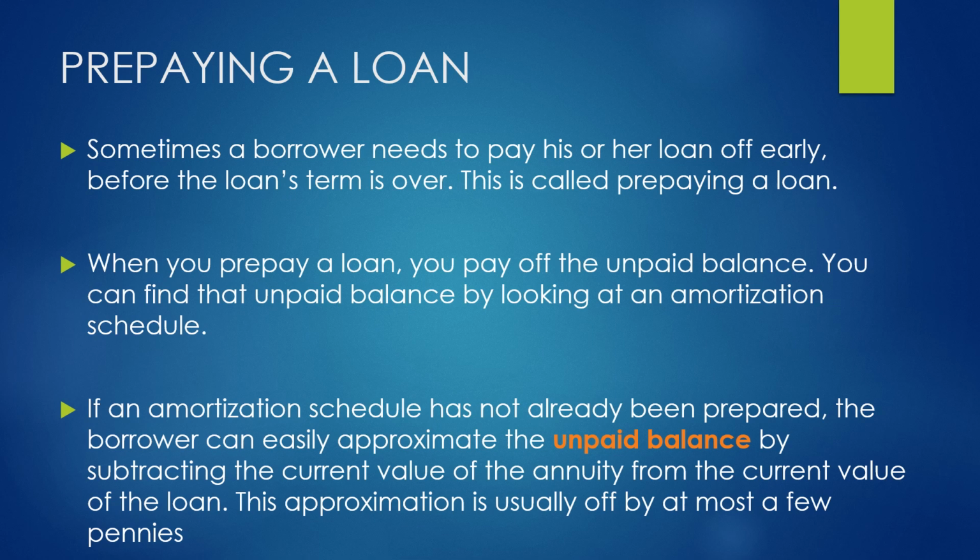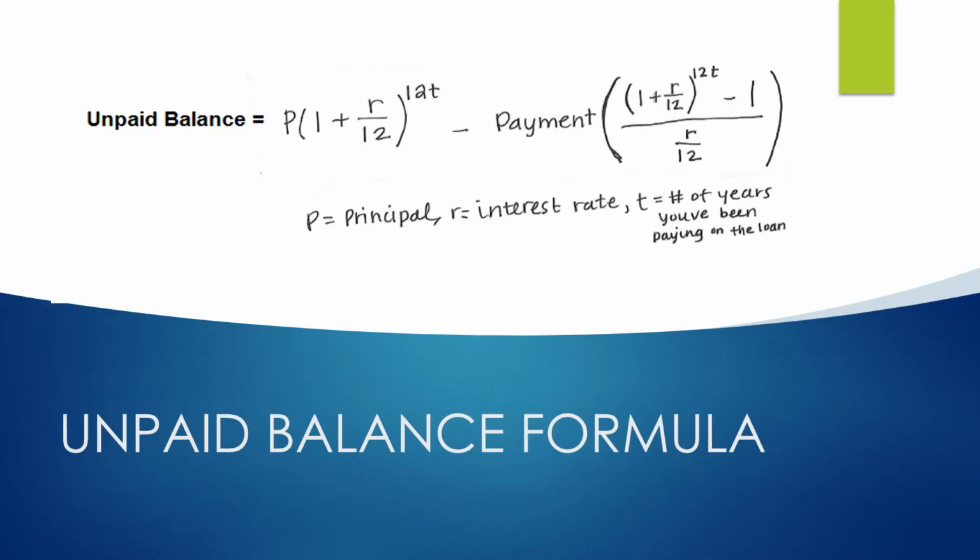If they don't have an amortization schedule already prepared, or if you just try to do it yourself, you can approximate the unpaid balance by subtracting the current value of the annuity from the current value of the loan. This approximation is usually off by at most a few pennies. All right, so this is going to give you an approximation of how much you need to pay to prepay the loan. This is the formula. I know it looks terrible.